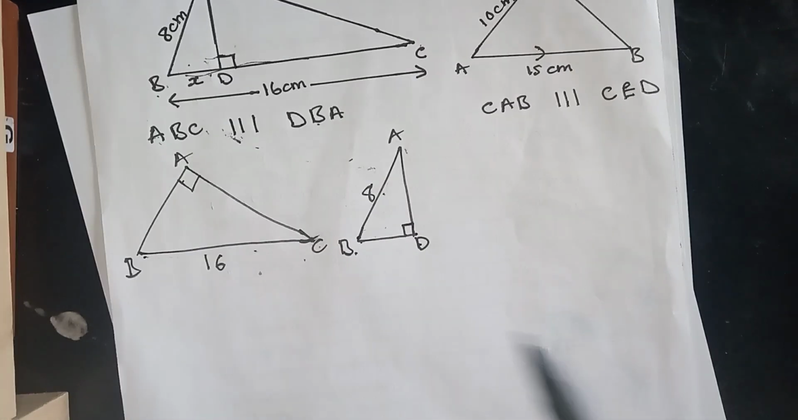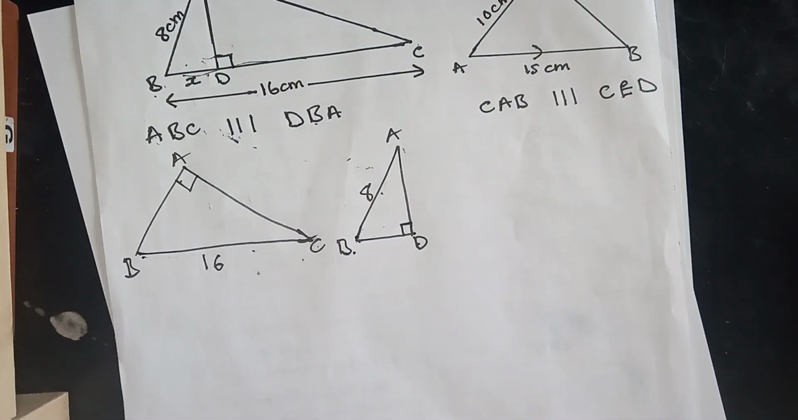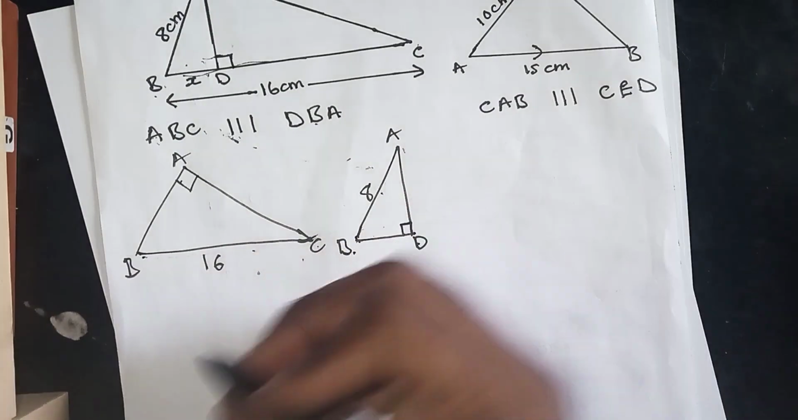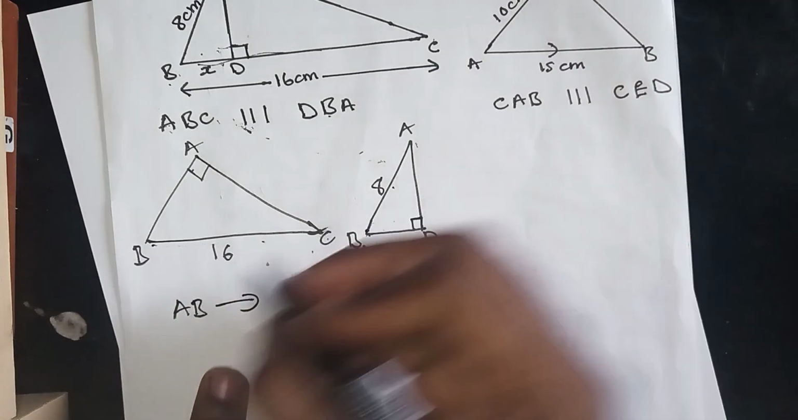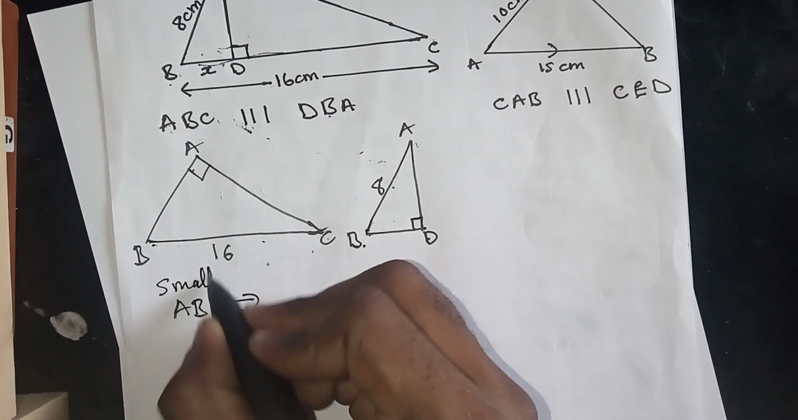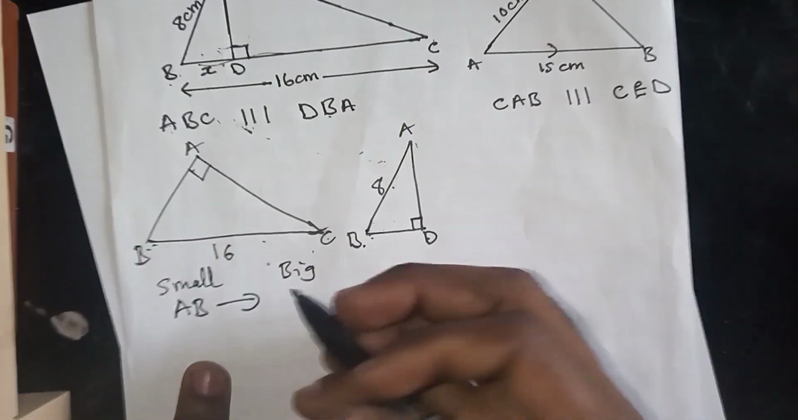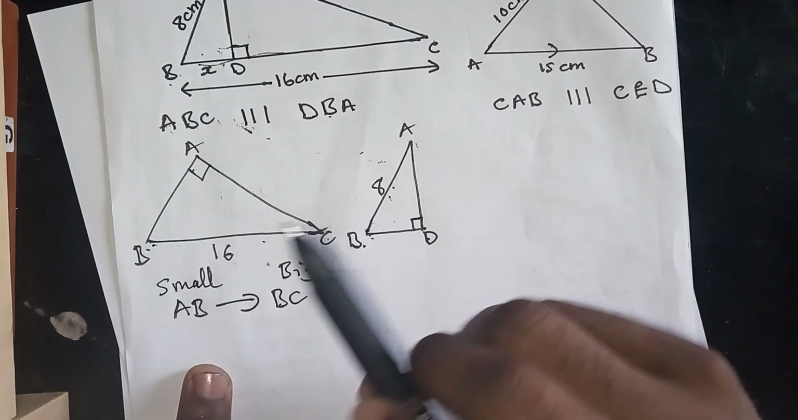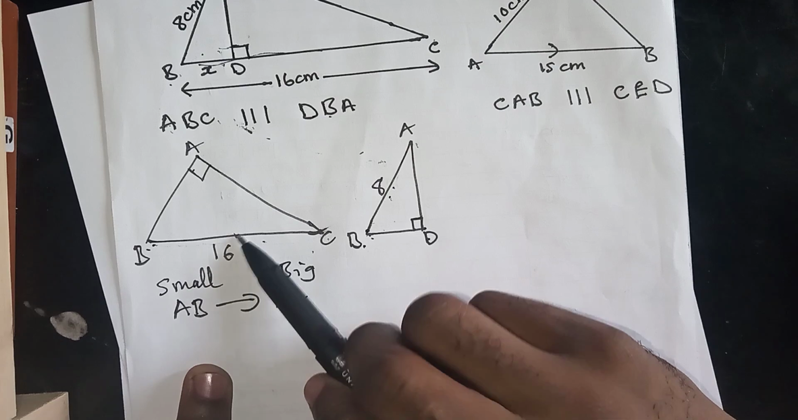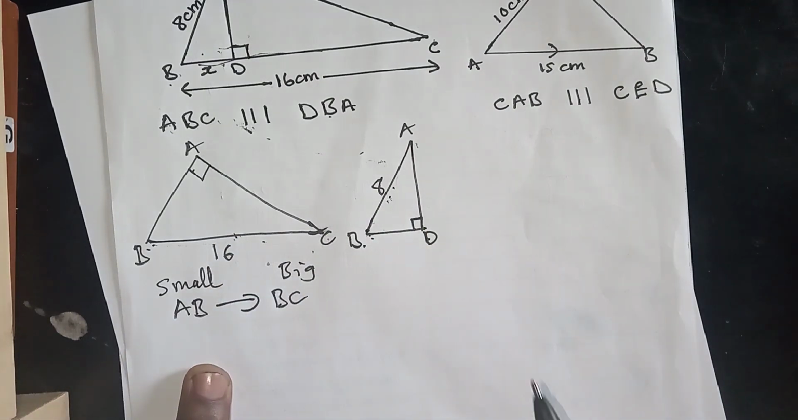So to relate them, you can start with the smaller triangle or the bigger triangle. Whichever path you decide to take, make sure you maintain it. So I'll start with the smaller triangle. AB is, this is small to big. So AB is related to BC, and the reason is very simple. This is the hypotenuse of this triangle, and this is the hypotenuse of this triangle. Or this is the longest side of this triangle, and this is the longest side of this triangle.